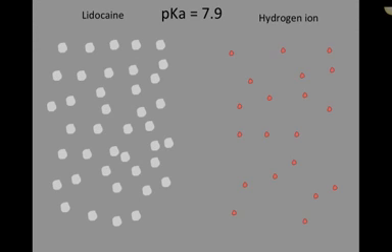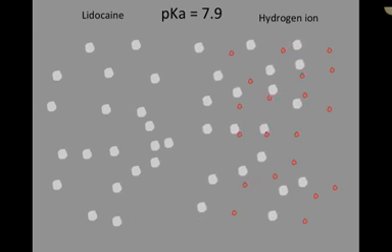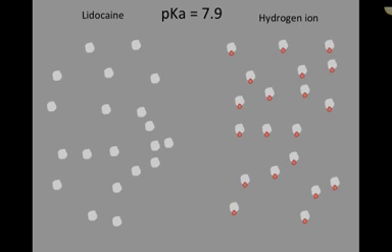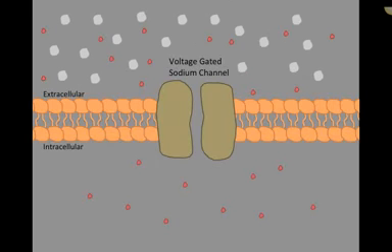Lidocaine is a weak base with a pKa of 7.9. This means that if lidocaine were injected into a tissue with a pH of 7.9, half of the drug would combine with positive ions and become ionized or charged, and the other half would remain unionized. The average physiological pH of human tissue is 7.4.